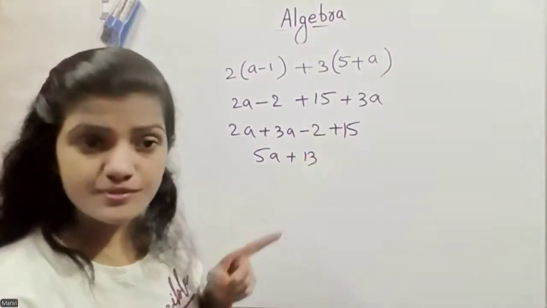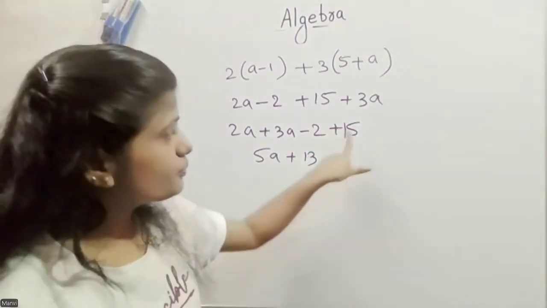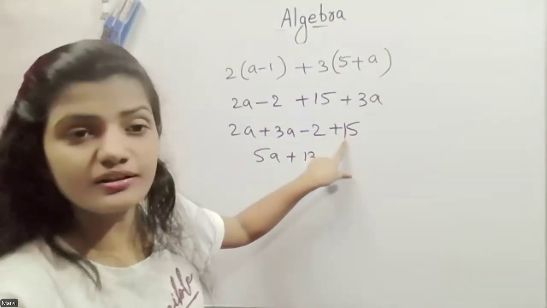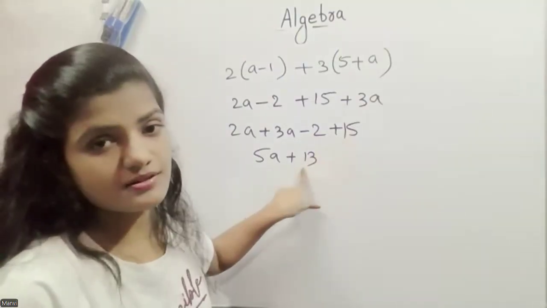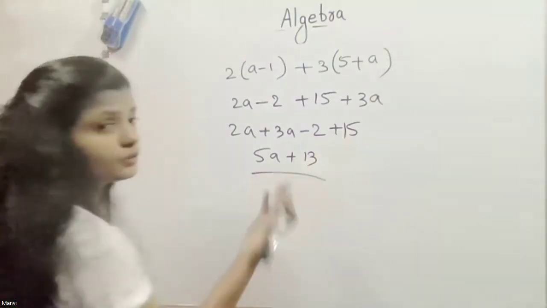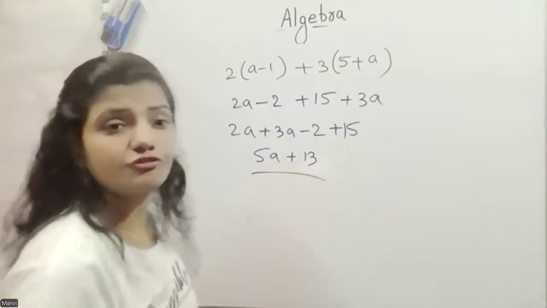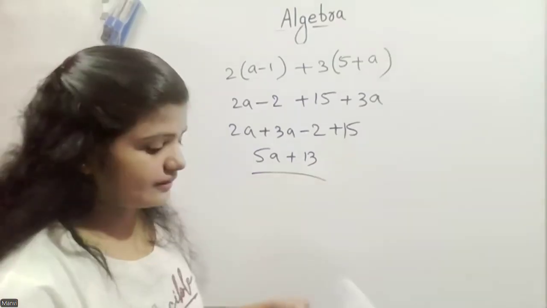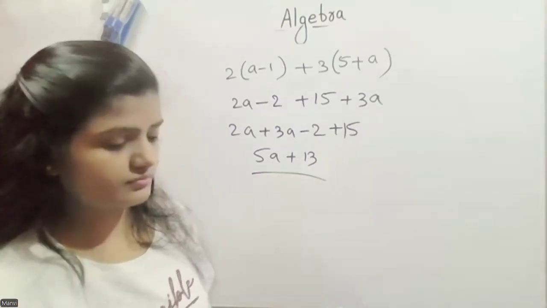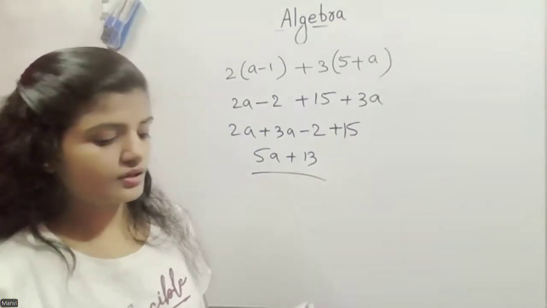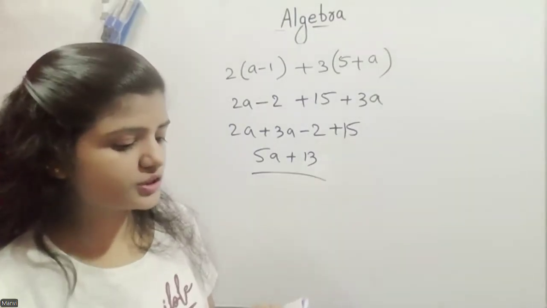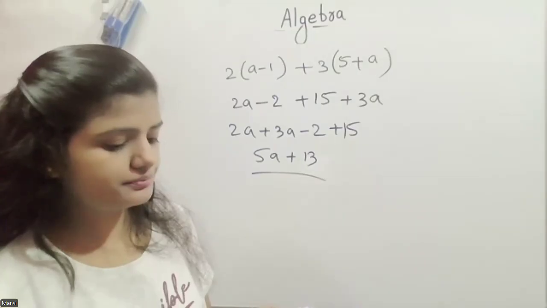Different signs means subtract, but we need to keep the sign of the bigger number, which is plus. So the answer is this. Now we can't do anything more because this A and 13 are different. So it's 5A plus 13. Now try question number 23 from your sheet, Kavya.